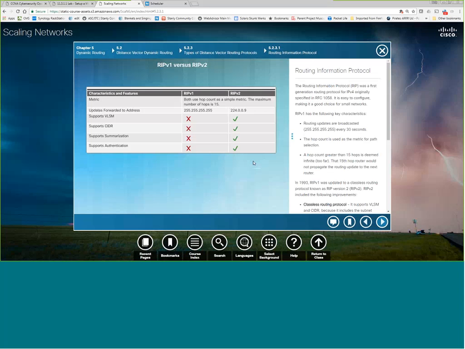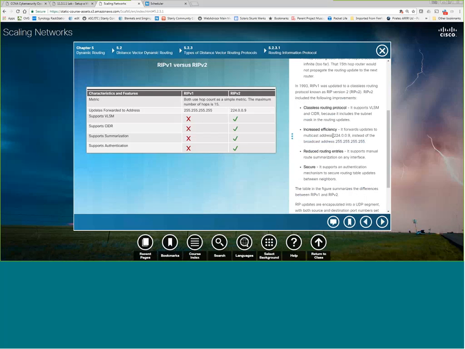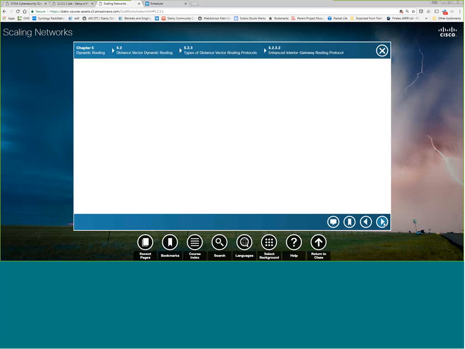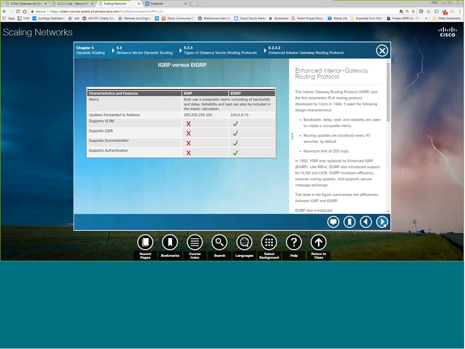224.0.0.9, and it does support VLSM, CIDR, summarization, and it does actually support authentication, which is very important for modern routing protocols because it provides security so that someone can't just drop a router into your network and start pulling updates off the route table. So I will say whether or not that's ever been done before, but it's been done before.